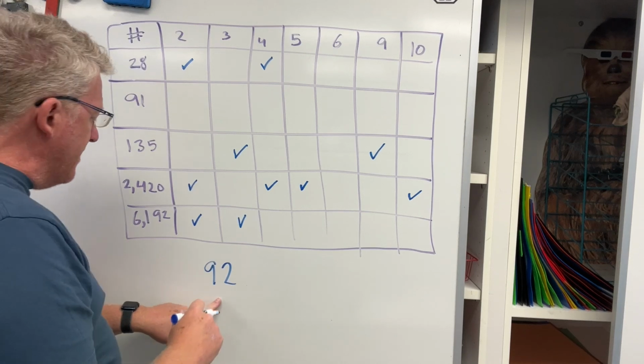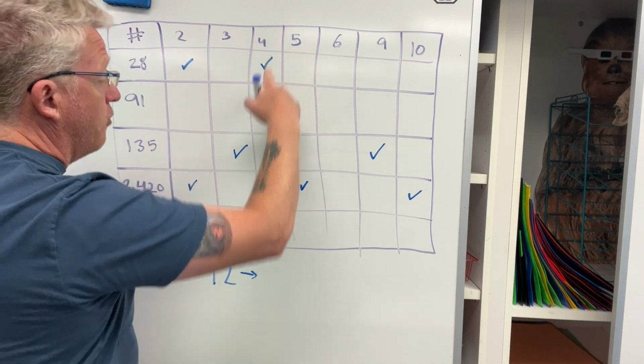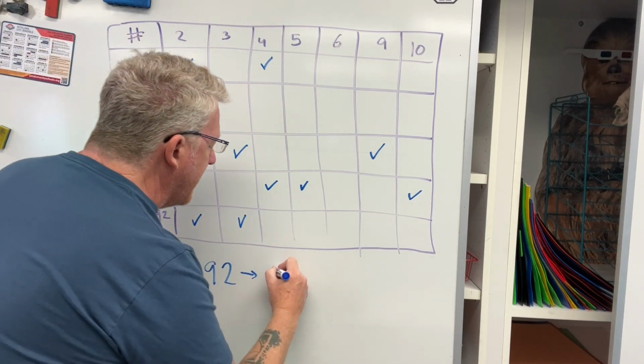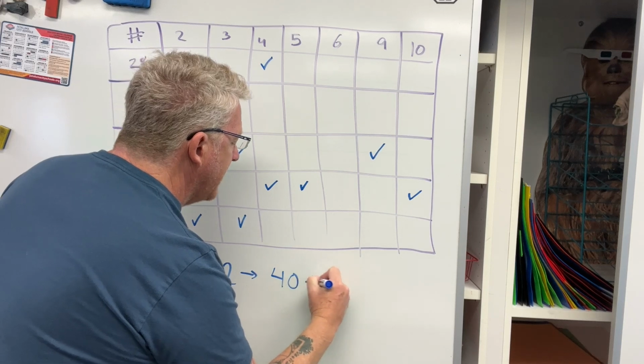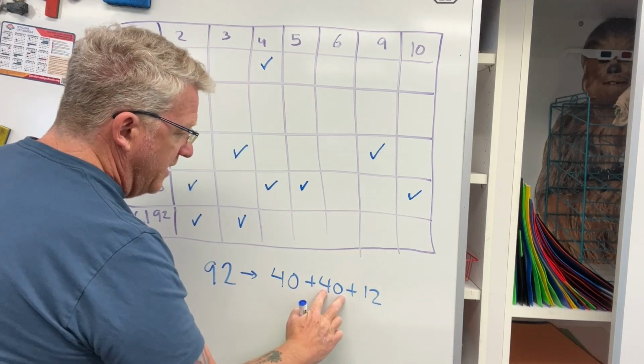So it's easier for 92 for me to think about it, and we're talking about 4s. We're trying to see does 4 go into 92? Maybe it's helpful for me to think about it as a 40 plus a 40 plus a 12. 40 plus 40 is 80.